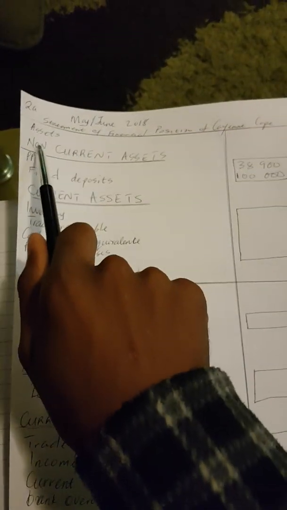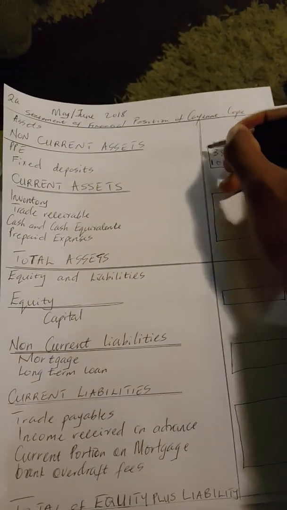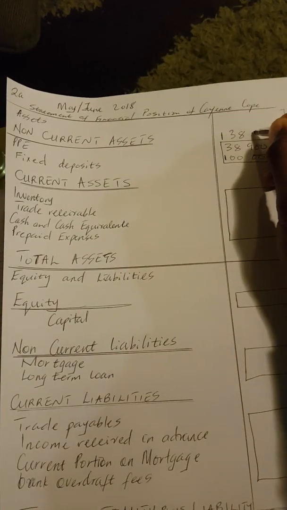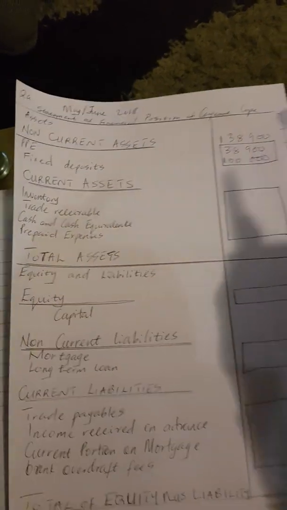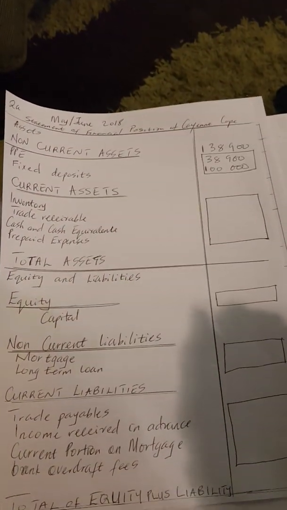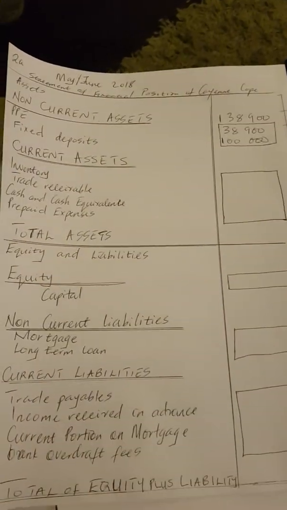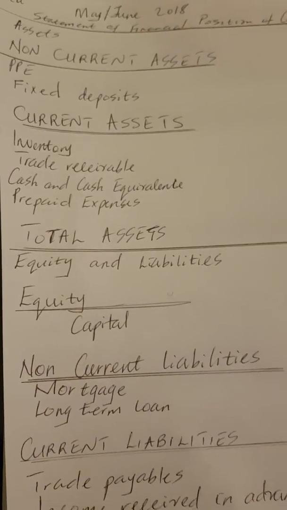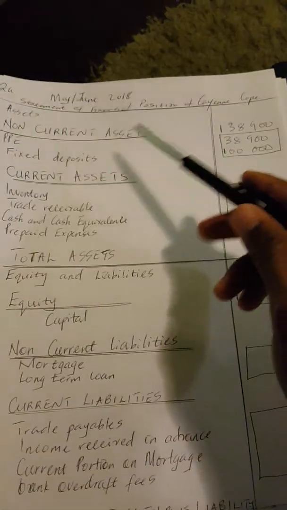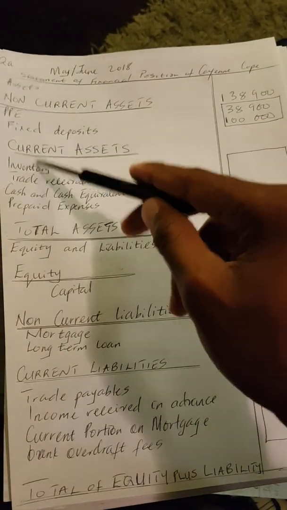So you go along this row of non-current assets, and you'll get 138,900. This is the amount of non-current assets. So let's move to the current assets. On current assets, we basically have to look at a lot of things. Since we're now done with the non-current assets, let's do the current assets.